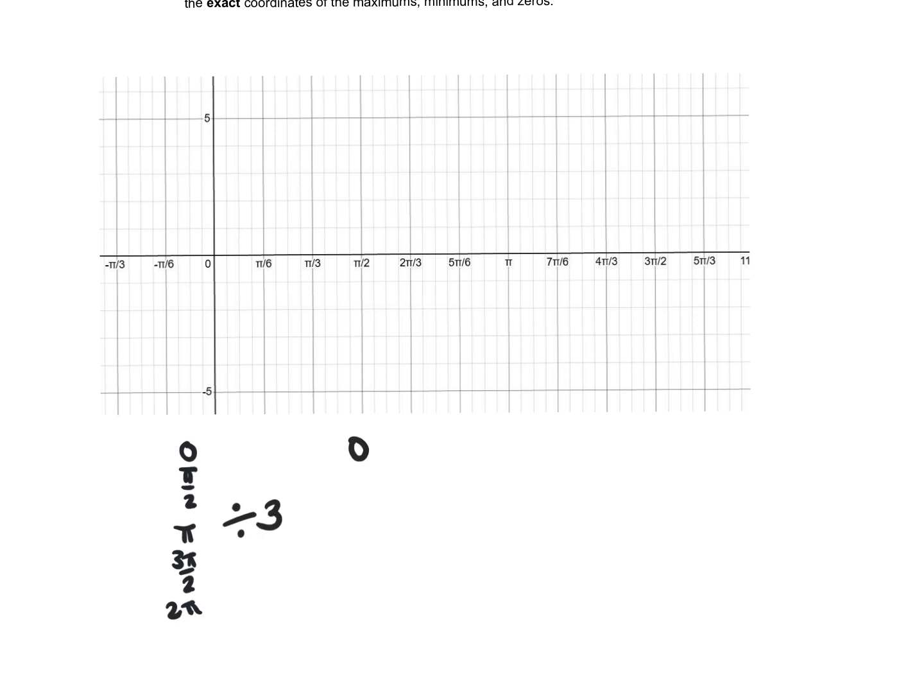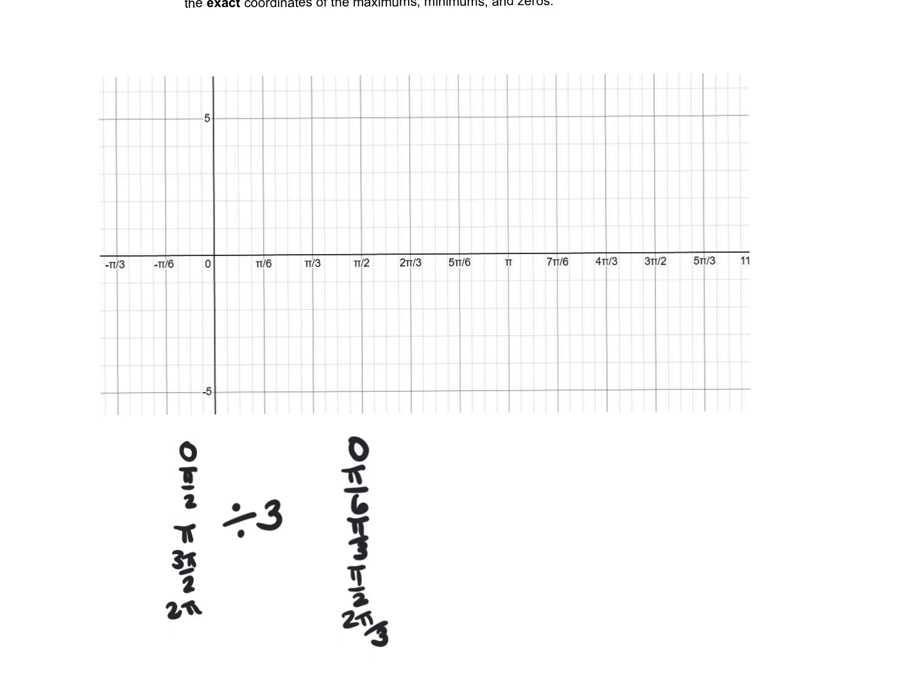So 0 divided by 3 is 0. Pi over 2 divided by 3 is pi over 6. Again, same reason: when you're dividing by 3, you're putting a 3 on the bottom. This one's pi over 3. This is 3 pi over 2 over 3, which we already did, which is pi over 2. And then 2 pi over 3 is 2 pi over 3. So I'm just dividing them all by 3, or putting a factor of 3 on the bottom.